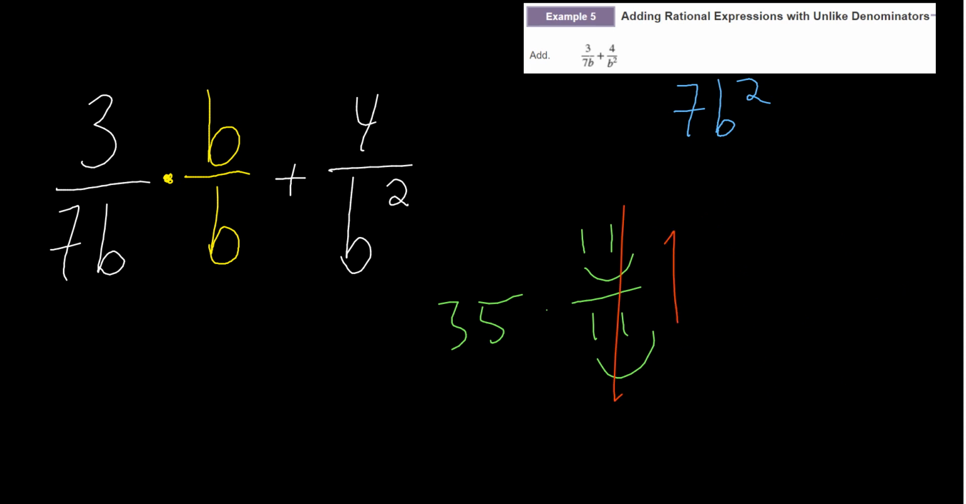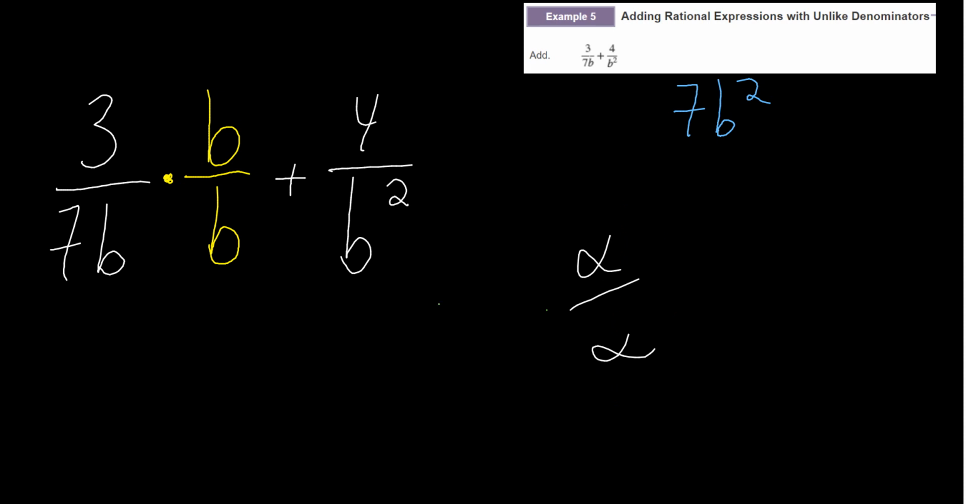Doesn't matter what the value is, right? Heck, let's get crazy. Let's say alpha over alpha. Again, hopefully my point's made. I'm multiplying by 1. I'm not changing the value of anything. So that's what I'm doing here. I'm multiplying by 1, b over b.